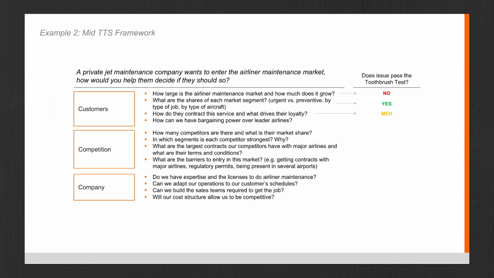How can we gain bargaining power over leader airlines? So this is again a meh. I mean, in toothbrushes, you don't need bargaining power over your clients, but a lot of industries need bargaining power. So not really sure if it passes the test or not. Leaving it at that. And later, I'm going to calculate the score without considering this. So let's move on to the next one.